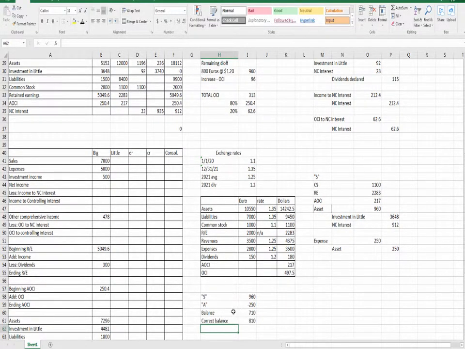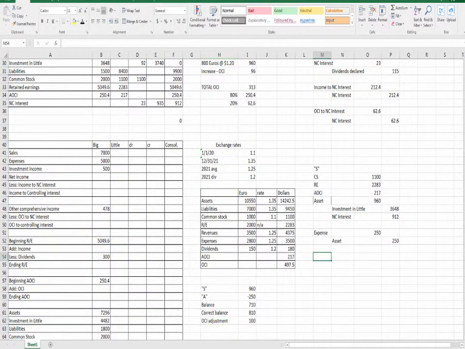So basically, according to our S and A entries, we've got a balance of 710 in that differential asset. We want a balance of 810, so we need to go ahead and add $100 to get that up to its desired correct level. So again, we're going to add $100 to the asset and have a $100 translation gain.